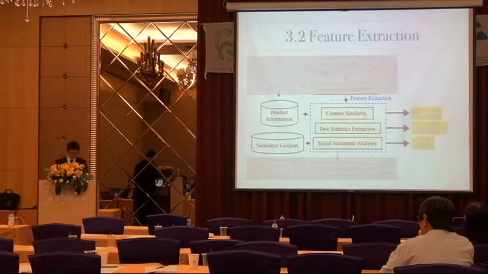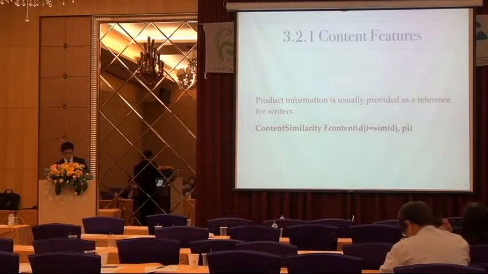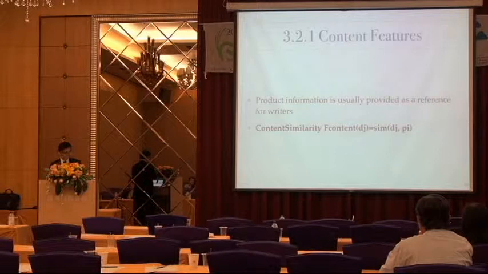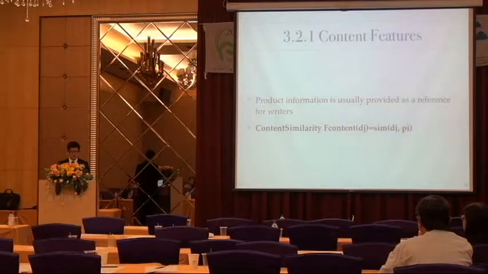Next step is feature extraction. In this step, we extract 3 types of features from web pages and blog postings: content, statistical, and social features. According to our observations, product information is usually provided as a reference for writers. Therefore, we assume that the content similarity between product information and reviews could possibly be used as a potential feature.